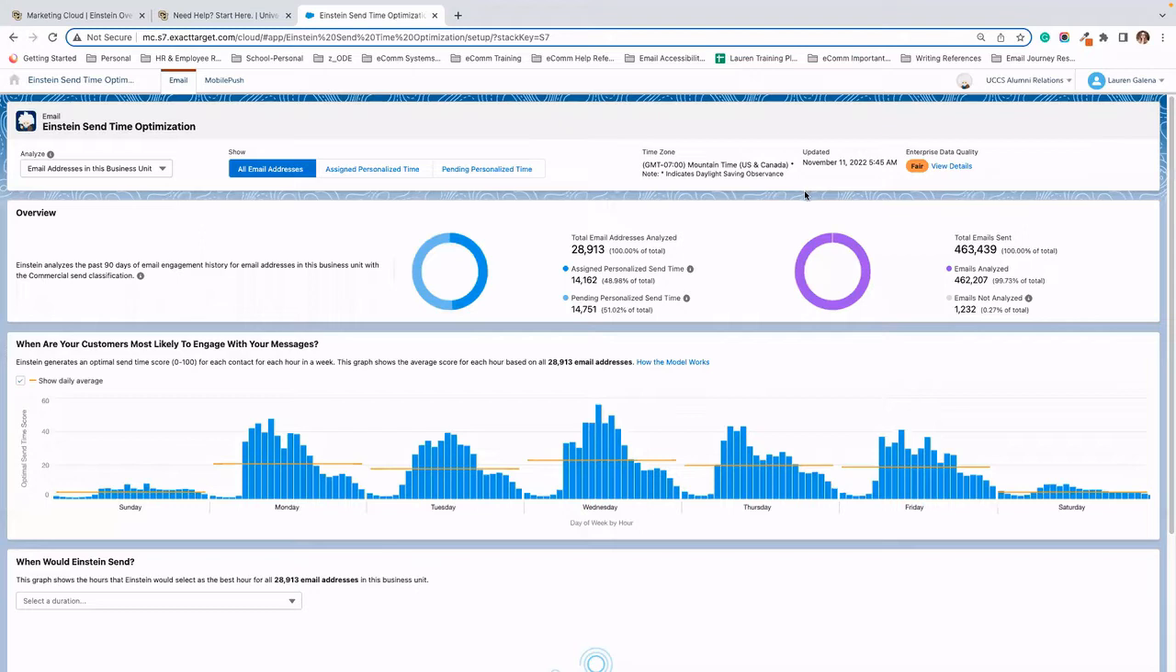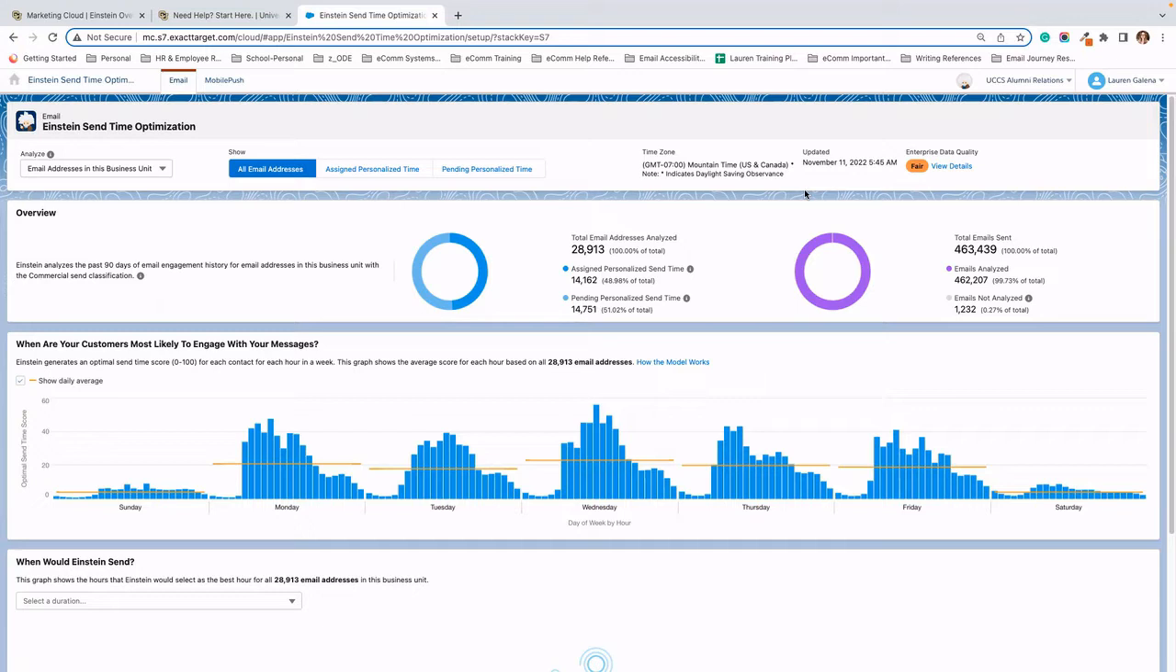And it should bring up this screen for you. And as a reminder, send time optimization uses machine learning and 90 days of engagement data to determine the optimal send times by day and or hour. And that's based on when a user is most likely to engage with your message. For this, the data input is the subscriber's engagement with email messages sent from all business units within the enterprise within the past 90 days. And the output is the optimal time to send an email to subscribers.